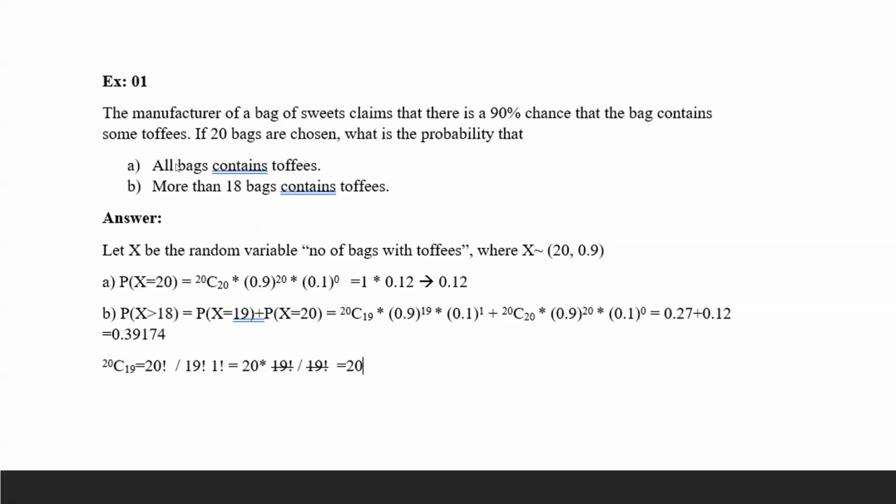Now, how many bags are available in total? What's the number of total? What's the symbol we can use to represent 20 in binomial distribution? The available symbols are capital N, P, and Q. By using those three variables, you can calculate the mean, variance, and standard deviation. But before that, you need to clearly identify what those parameters are.